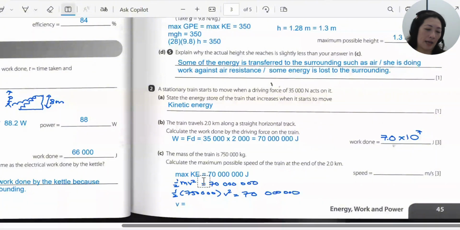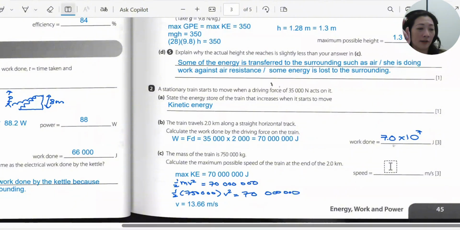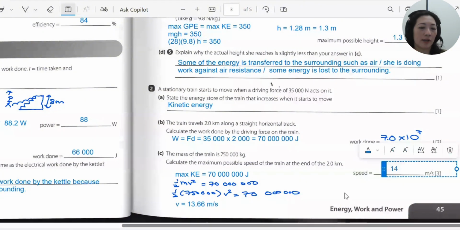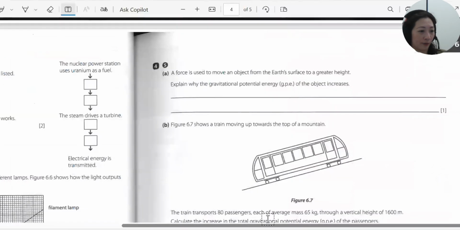You should get 13.66. If you didn't, check your calculation again, okay? 13.66 meters per second. But remember, we prefer 2 to 3 significant figures. 2 is actually the preferred one, so you can just write the answer straight away. Rounding this to 2 significant figures, you will get 14 meters per second. So that's how we get the answer for question 2.